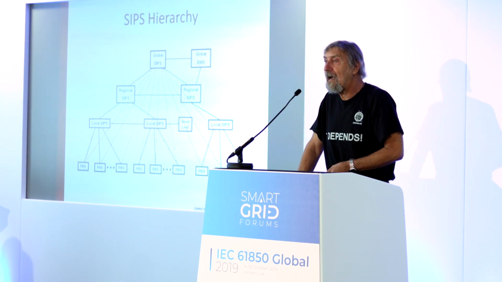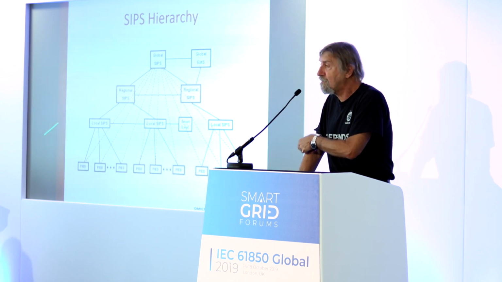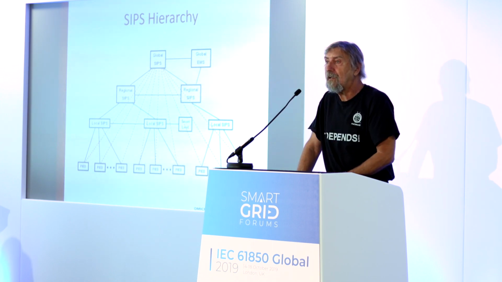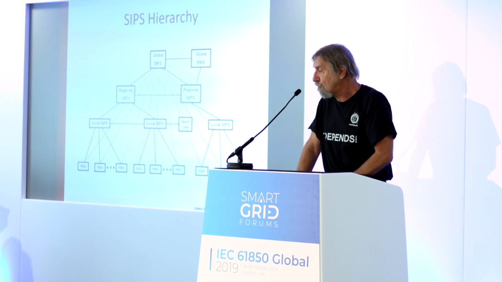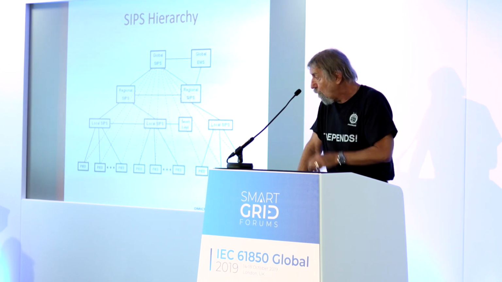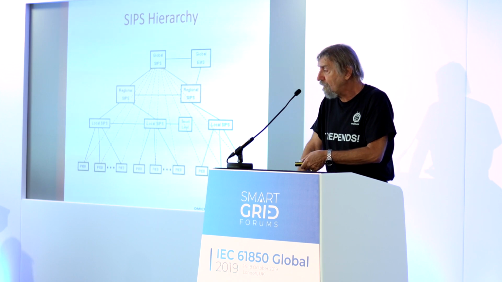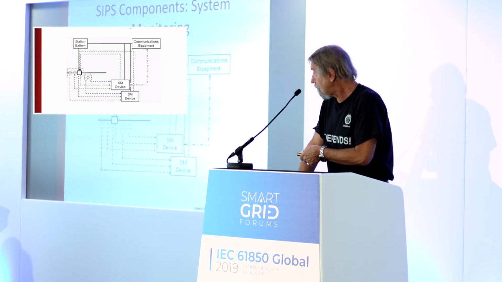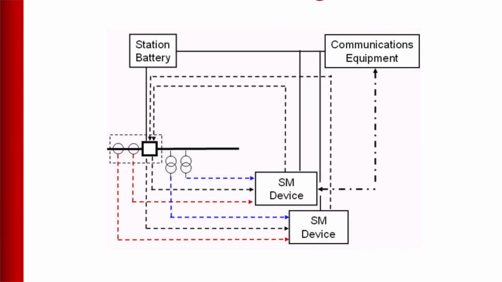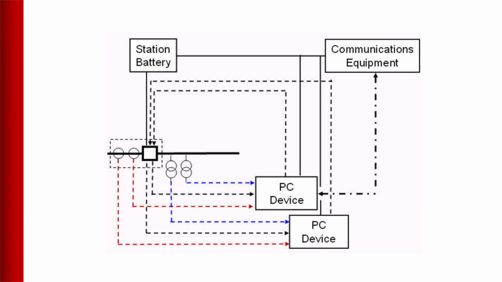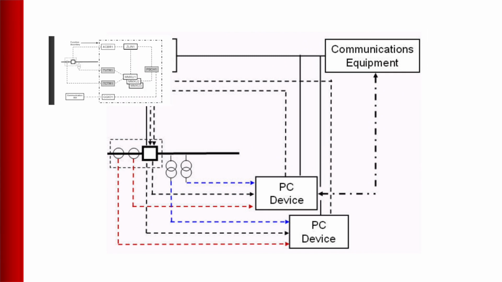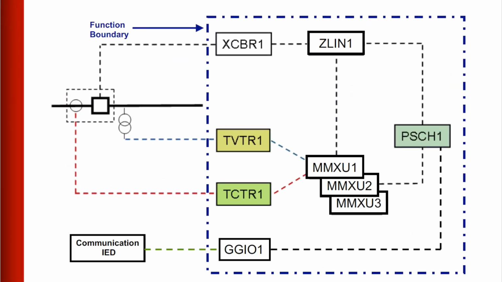Once we decide on the hierarchy and once we decide which kind of system we will be implementing at which stage of our project, we need to look into the components. So this is an example of the system monitoring component. This is an example of the process control that controls actually the breakers. And this is how we model all of this in IEC 61850.